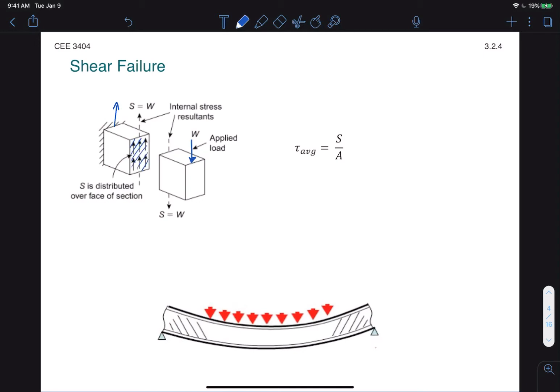And so we can calculate the average shear stress, tau average, as simply the internal shear force, S, which we will learn to calculate using shear and moment diagrams, over the cross-sectional area of the beam. Because of the behavior of shear, it will tend to be greatest near the supports of the beam, as you see in the bottom figure. And it will manifest itself as cracks or buckling occurring close to a 45-degree angle at the point of failure.